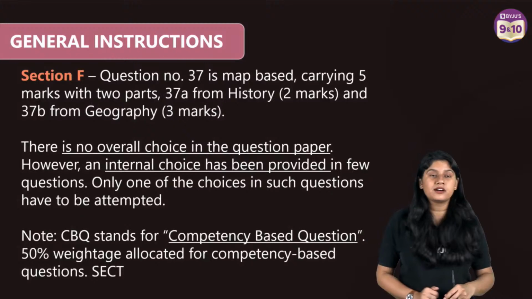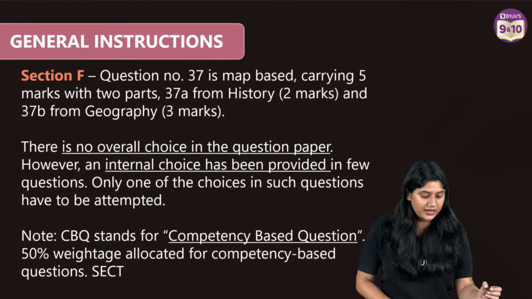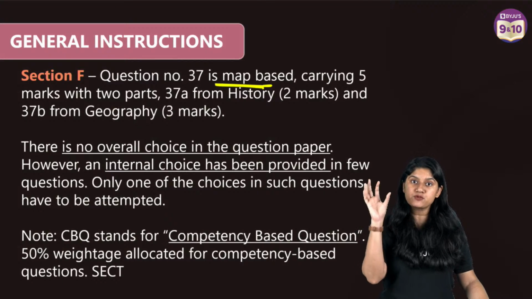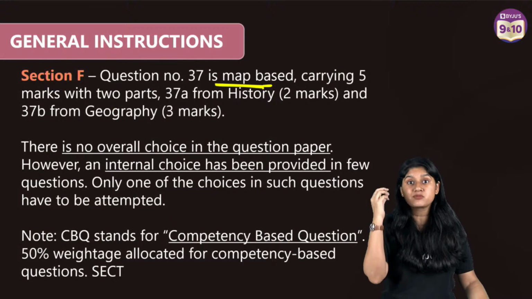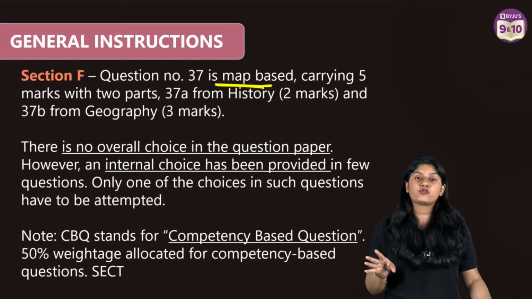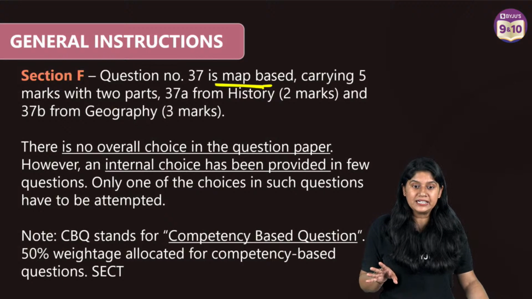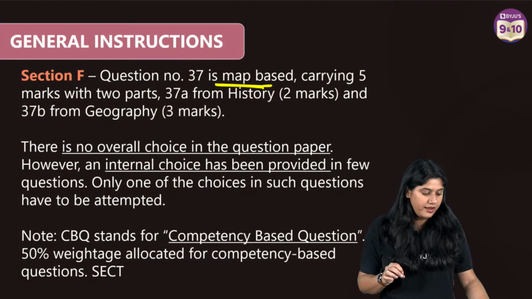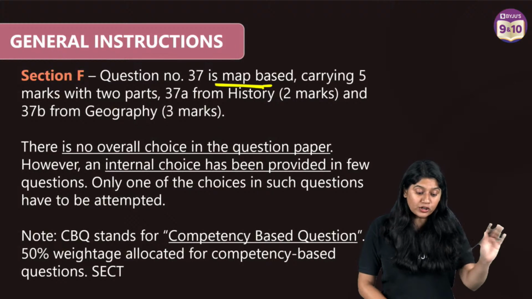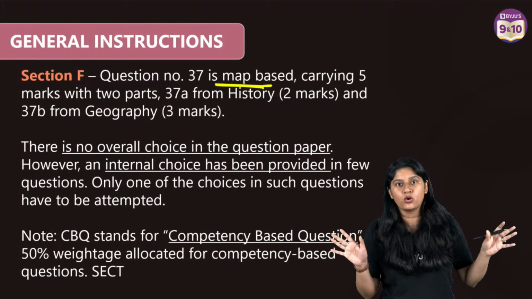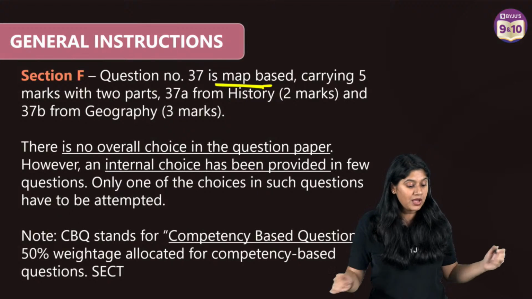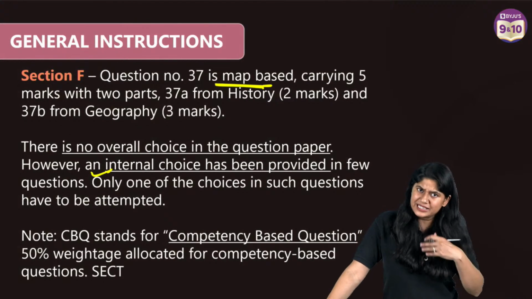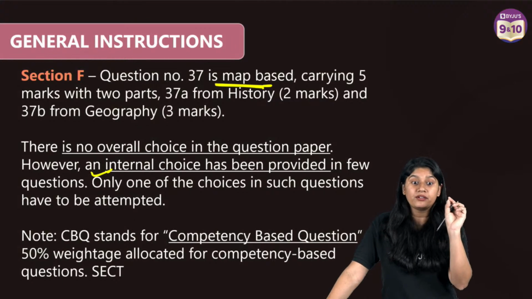And the last section, section F, is purely based upon the map. In map also, everyone, we have a total of 5 marks. 2 labelings will be there from history and 3 from geography. Everyone, are we clear? Yes, Abhishek will discuss that also. There is no overall choice in the question paper. We cannot skip questions out of these 37, but internal choices are provided, right? And we can easily choose the question that we want to write.